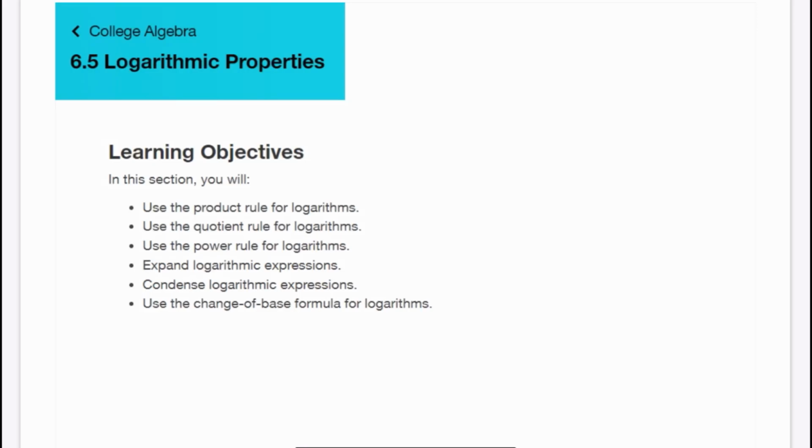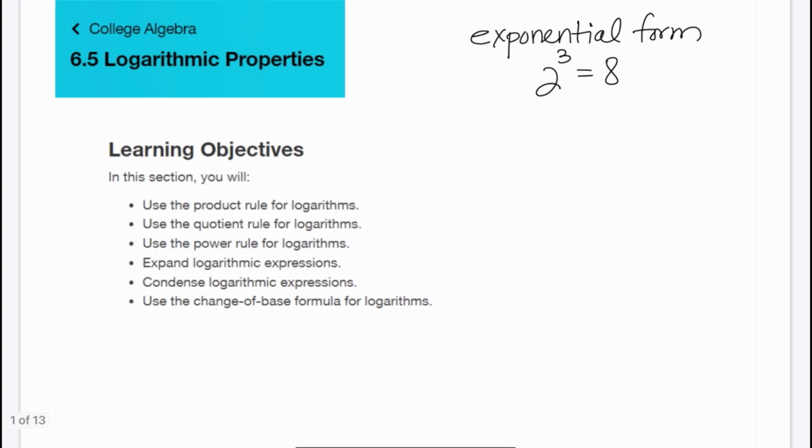This video is on the logarithmic properties. As a little review, we can go from exponential form to logarithmic form. So basically that means something like 2 to the third power equals 8. You're going to rewrite in logarithmic form.